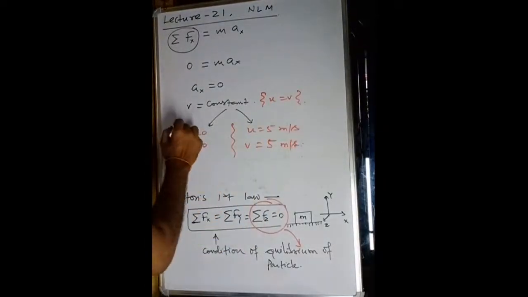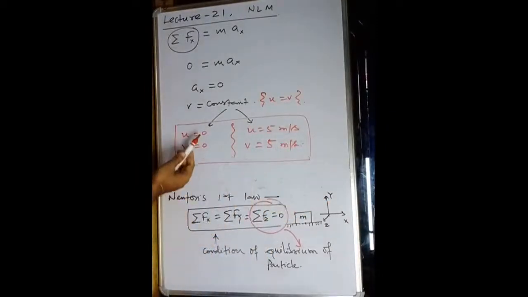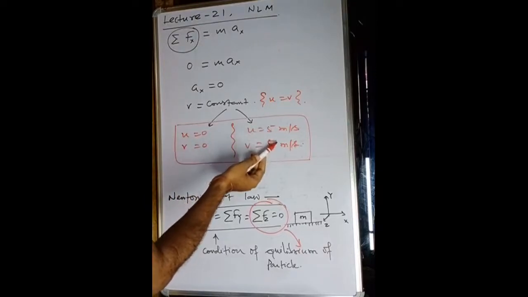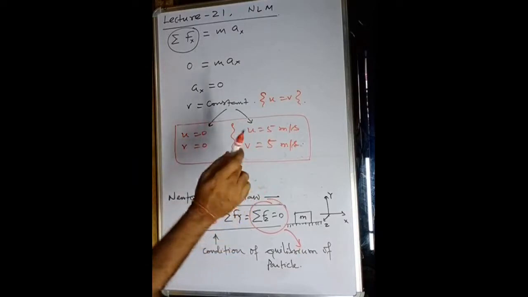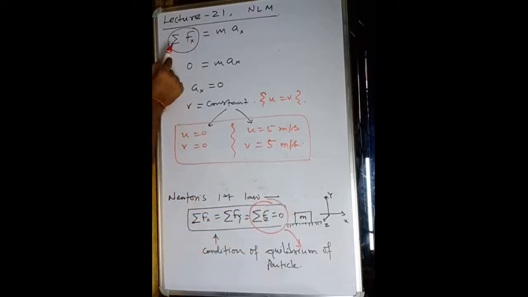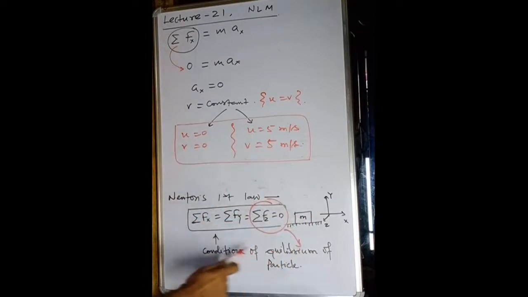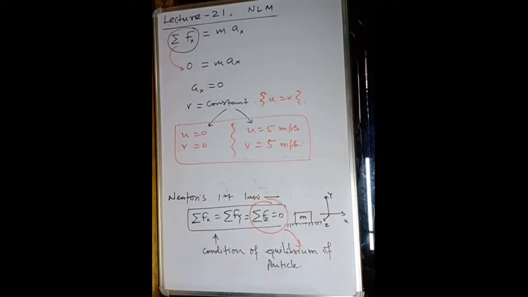And this was the statement of Newton's first law. If any body is at rest, it remains at rest. If the body is in uniform motion, it remains in uniform motion unless net force is 0, that is, unless any external force is applied. So you can see we have drawn from this mathematical explanation the statement of Newton's first law.